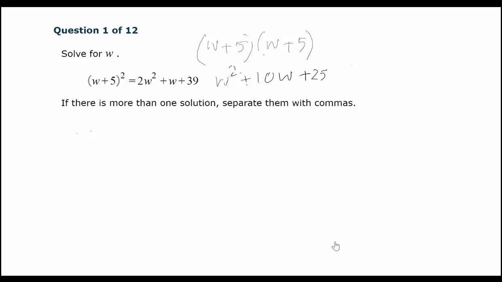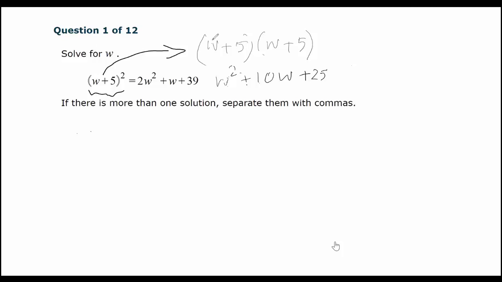So let's see question number 1. We are solving for W here. The equation is given. Now, before we start, we will see here it's given W plus 5 square, which is W plus 5 times W plus 5.